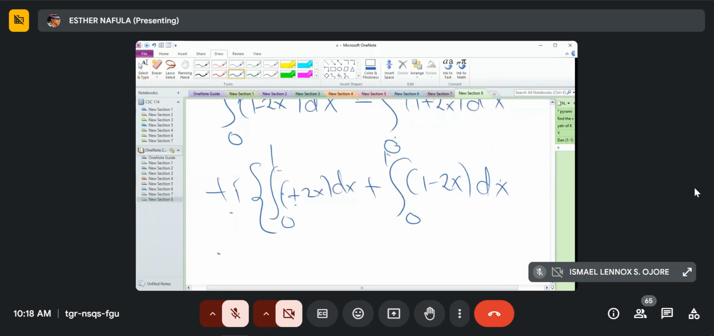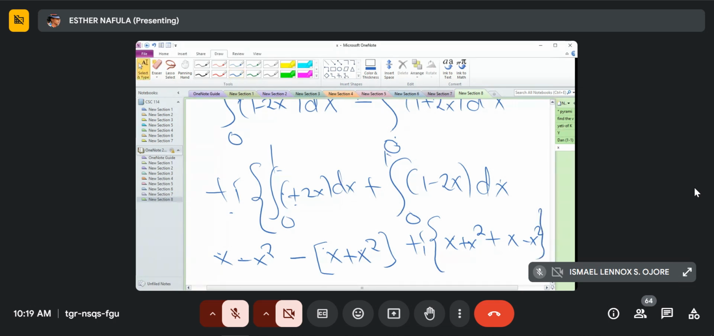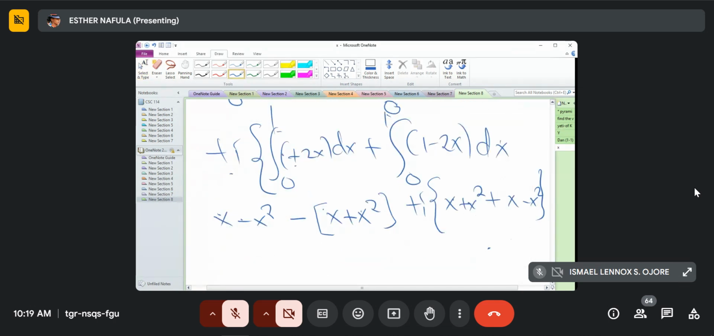Integrate 1 minus 2x, you should get x minus 2x squared divided by 2, so it's just x minus x squared. Minus, when you integrate 1 plus 2x, you get x plus 2x squared divided by 2, so that is x plus x squared, plus i times, integrate 1 plus 2x with respect to x, you get x plus x squared. Integrate 1 minus 2x, you get x minus x squared. Everything runs from 0 to 1.